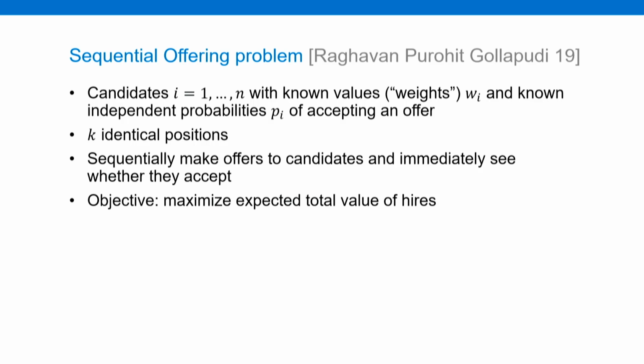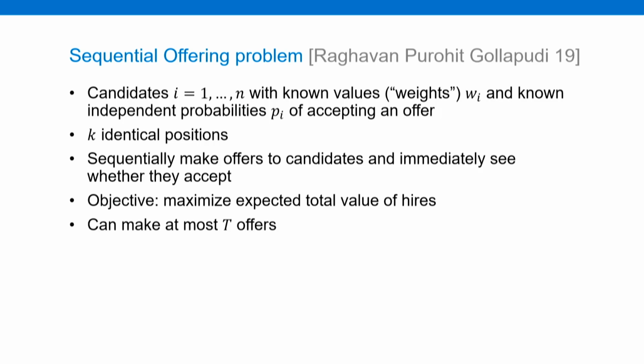Feel free to ask me questions on the fly, by the way. Good, so you do decreasing weight. Because you have nothing to lose by just trying the highest value person first. Even if they have a really low probability of accepting, you just then move on to the next person.